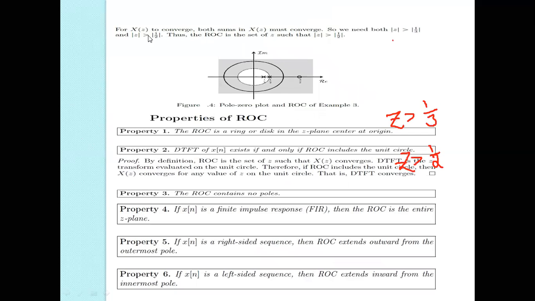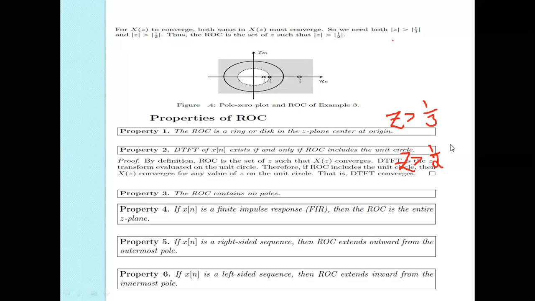Now for the ROC, you can see that for X of z to converge, both sums in X of z must converge. So we need both z greater than 1/2 and z greater than 1/3. Thus, the ROC is the set of z such that z is greater than 1/2. Why is this z greater than 1/2? It is greater than 1/3 and greater than 1/2.